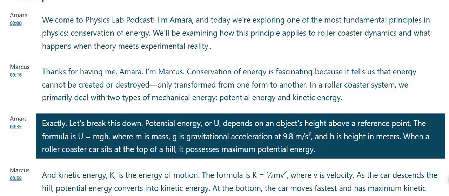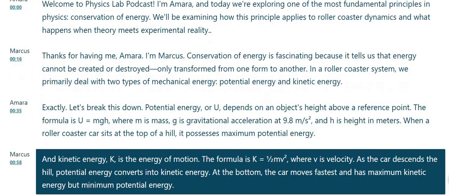Potential energy, or U, depends on an object's height above a reference point. The formula is U equals mgh, where m is mass, g is gravitational acceleration at 9.8 meters per second squared, and h is height in meters. When a roller coaster car sits at the top of a hill, it possesses maximum potential energy.